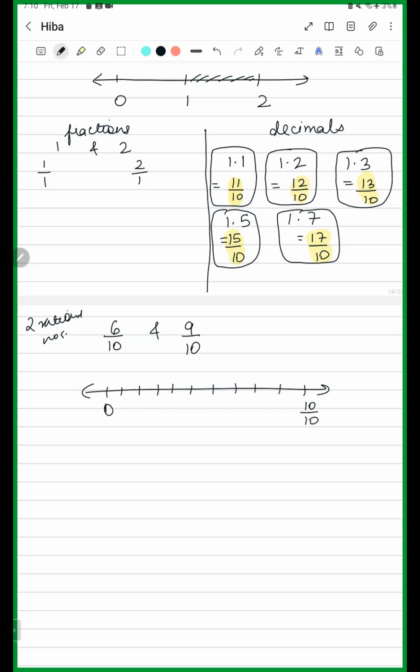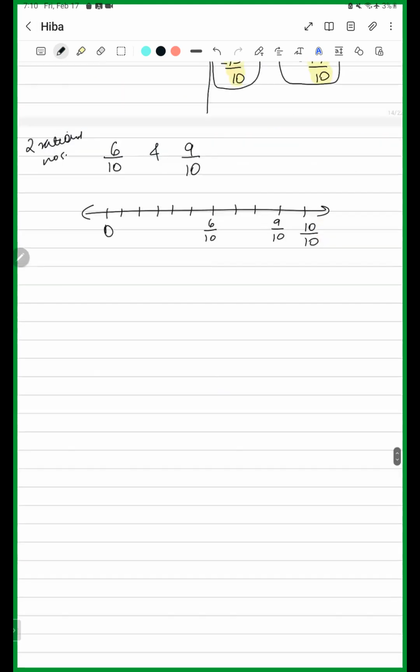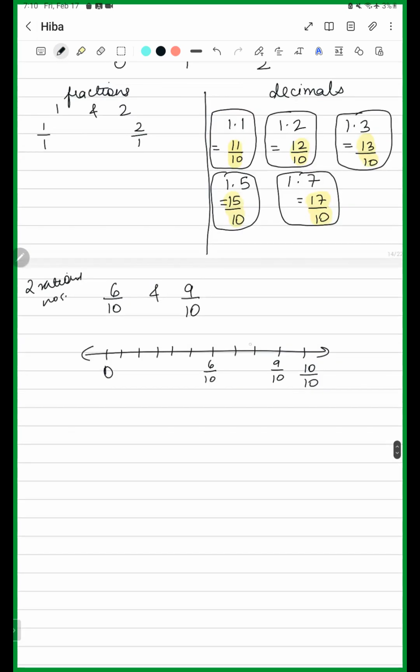Okay. So this is your 6 by 10 and this is your 9 by 10. So you have to find 2 rational numbers between them. So it's very clear that 7 by 10 and 8 by 10. But what about this case? 1 by 1 and 2 by 1. Can you find anything between them? No. Right now you can't.